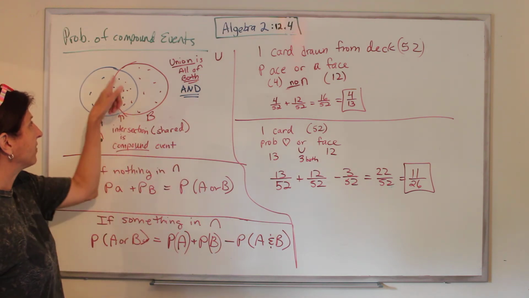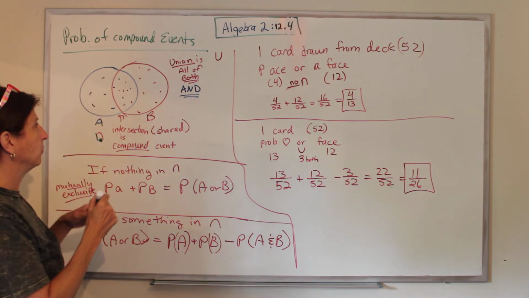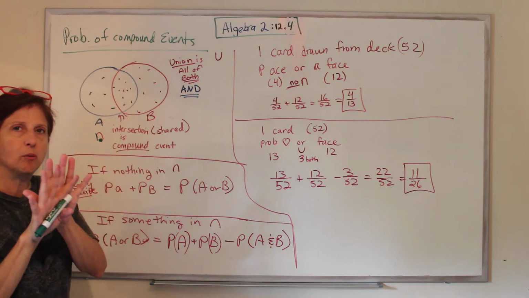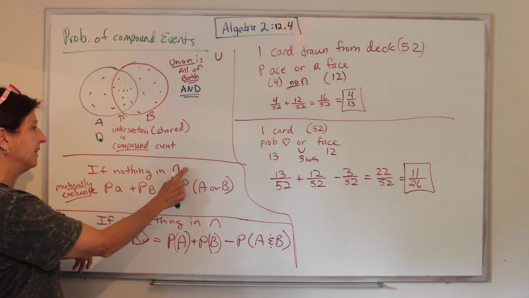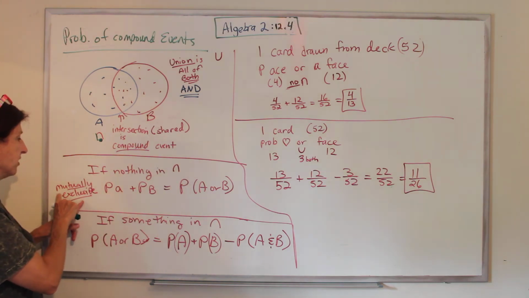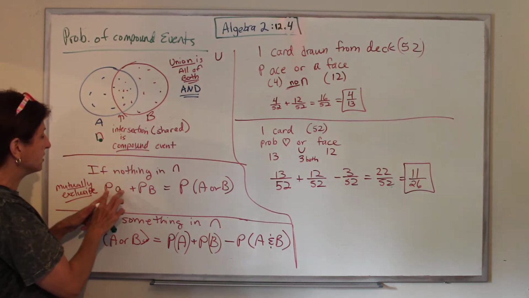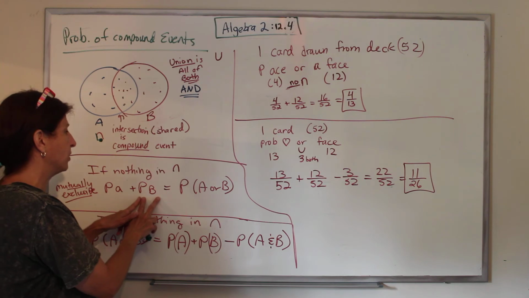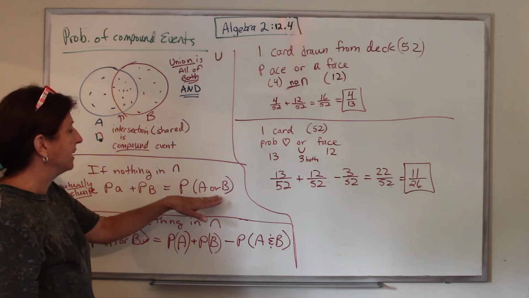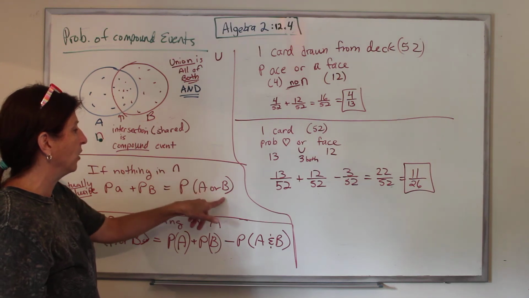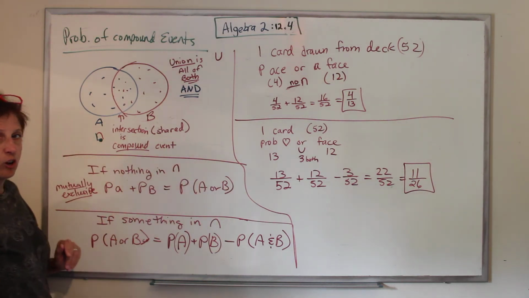If they have nothing in common, imagine there was nothing in here where they intersected, no commonalities at all, then if there's nothing in the intersection, it's considered a mutually exclusive situation, and you just add the probability of A plus the probability of B to get the probability of A or B. So that's if they have nothing in common.